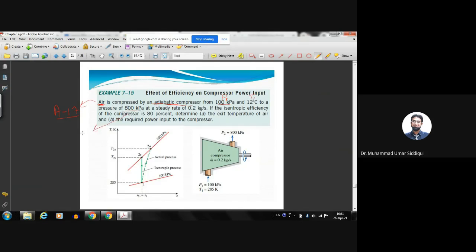So this will be my P2, at a steady state of 0.2 kg per second. So that will be m dot. If the isentropic efficiency of the compressor is 80%, now this time I know the isentropic efficiency of the compressor. Determine the exit temperature of the air. We need to determine the exit temperature of the air, so that's T2, and the required power input to the compressor, the work in.